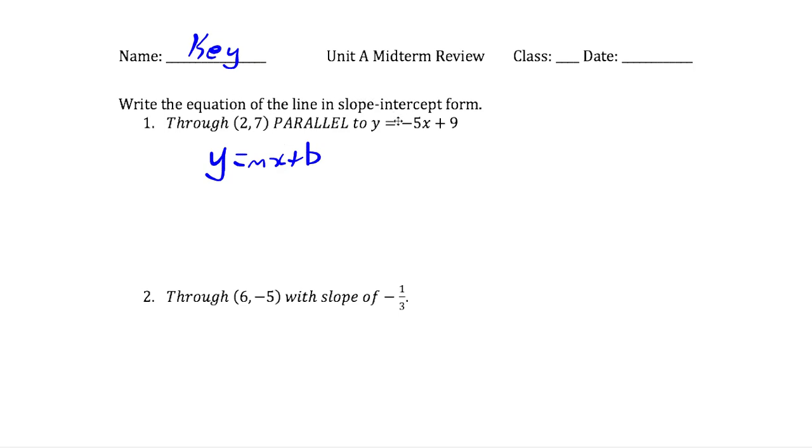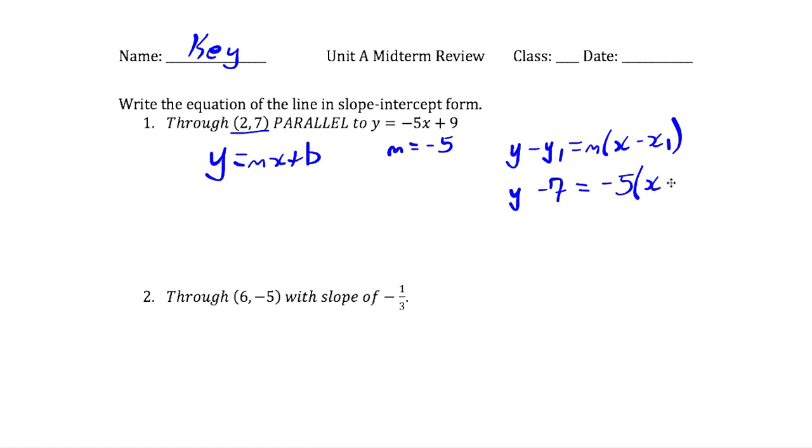It's parallel to this line, so that means that m is equal to 5 in this line, so m is also equal to 5 here, and it's going to take these same points. So actually, if I start off with point-slope form, y minus y1 is equal to m times x minus x1, then I can plug in these points. So I get y minus 7 is equal to negative 5 times x minus 2. And so I get y minus 7 is equal to negative 5x plus 10.